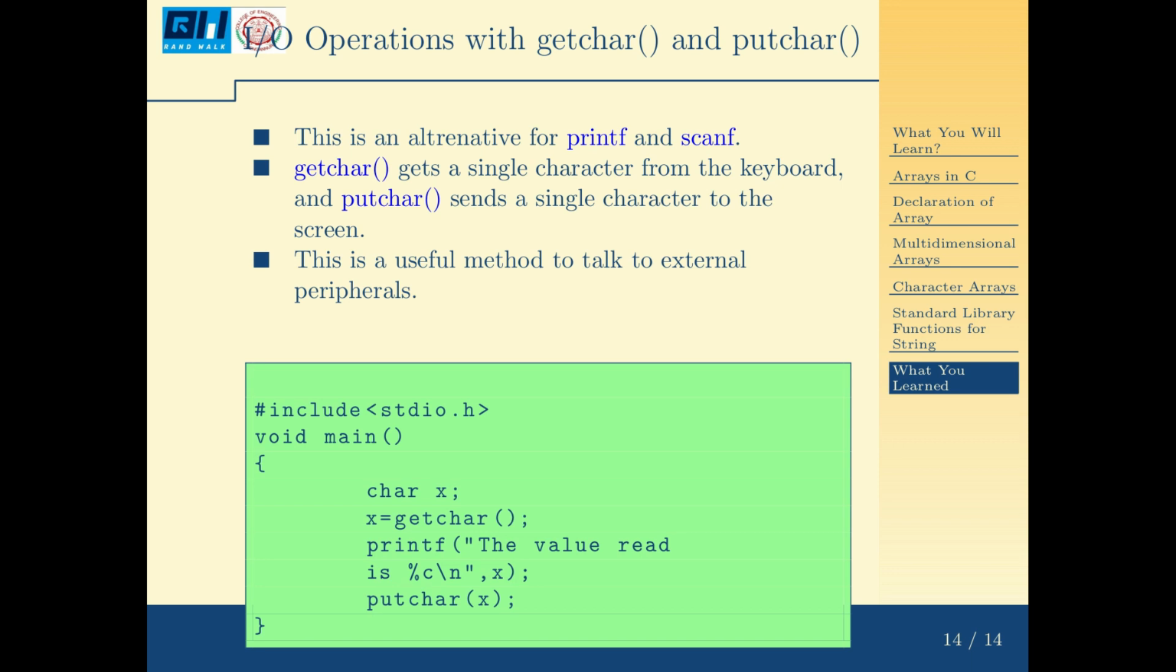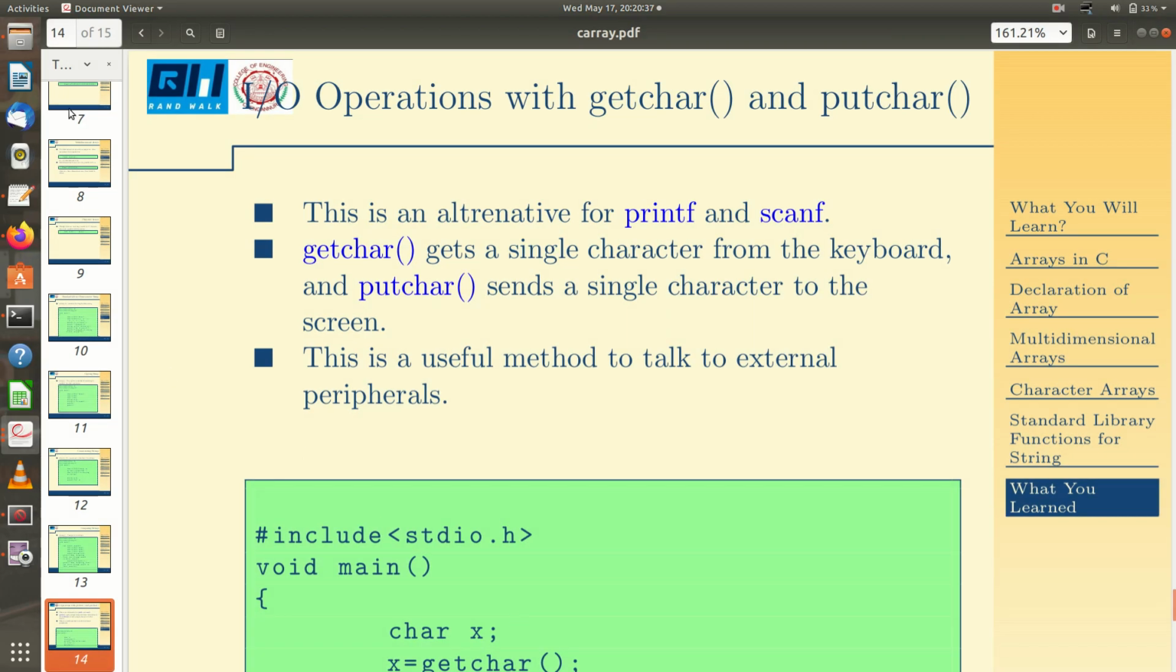So you can see this code here. You can see #include <stdio.h>, then there is a void main, then a character variable x is declared. Then x = getchar(). That means the value I input from the keyboard will be stored in the memory location whose name is x. Then I can check it with a printf function, or I can use a putchar. Okay, so we will run this code.